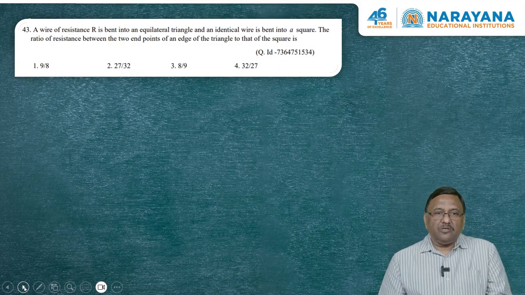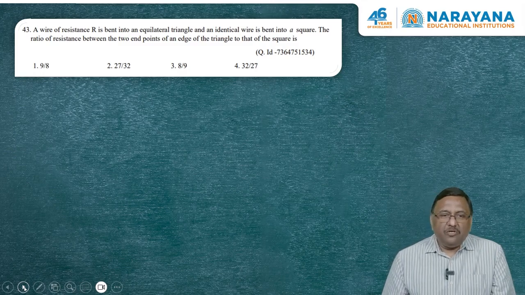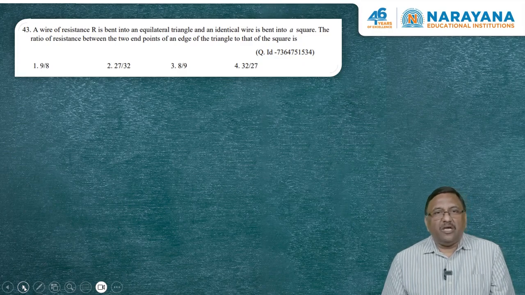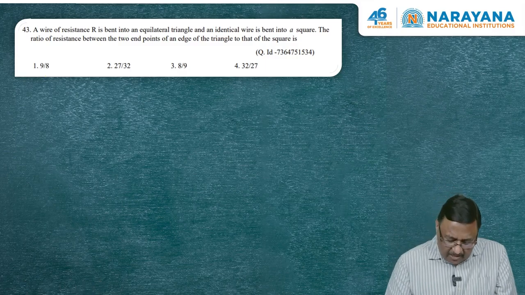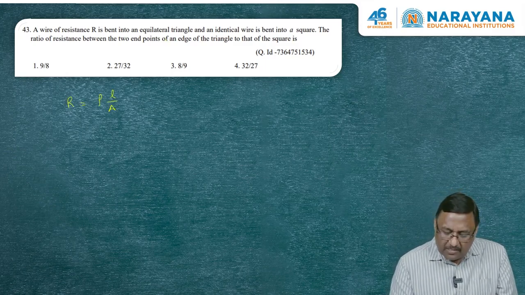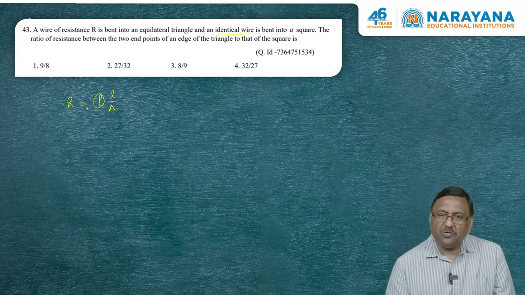Now let us come to the next question. Here it says a wire of resistance R is bent into an equilateral triangle and an identical wire is bent into a square. The ratio of the resistance between the two end points of the edge of the triangle to that of the square is a very simple question. I think this is the easiest question from the current electricity part. As you know, the resistance of the wire is given as rho L upon A. It says you are using an identical wire, so resistivity, length, area, everything is going to be the same here.